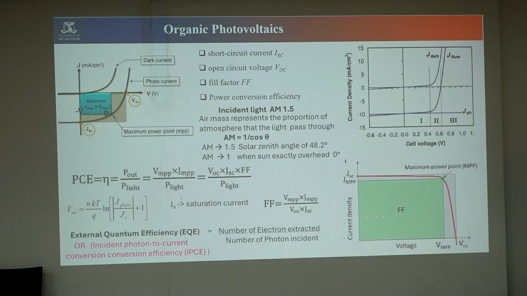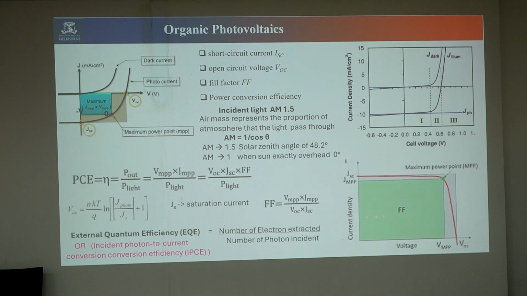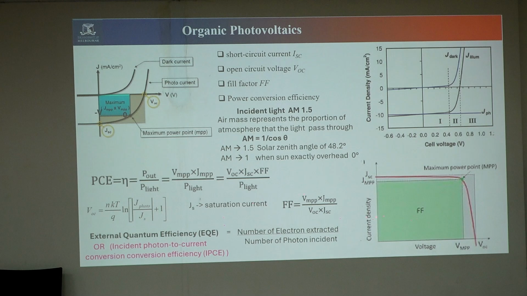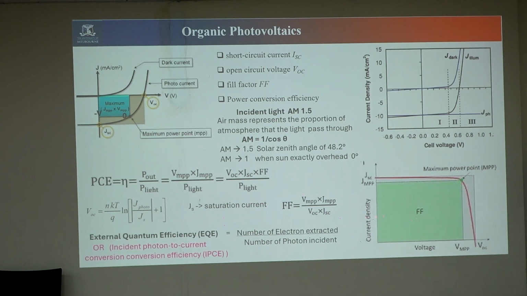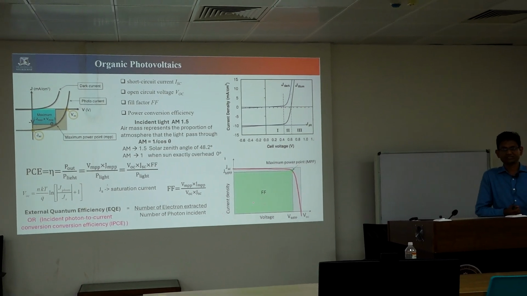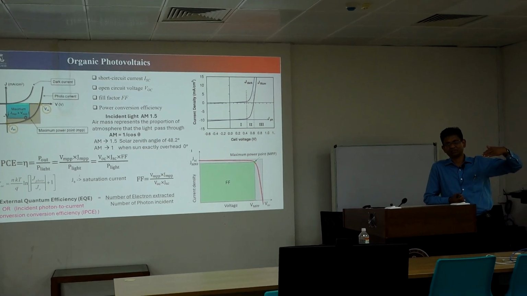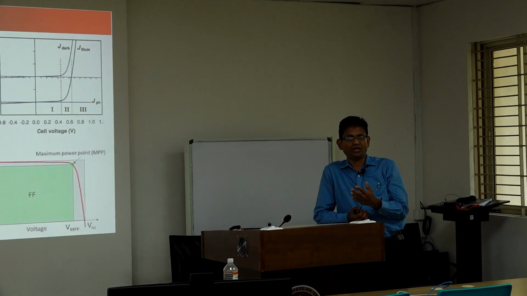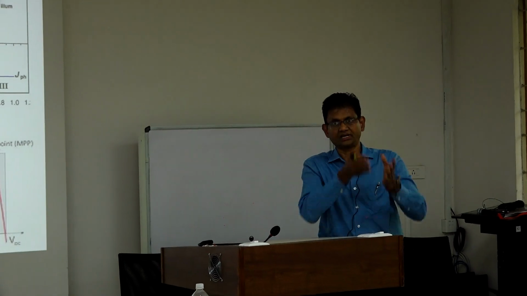AM is nothing but air mass. What is air mass? In reality, sunlight has to cross through the atmosphere to reach the Earth's surface. When the rays travel through the atmosphere, some of the illumination may be lost. If the light is straight above, the intensity is more. If it comes crossways at 45 degrees, the intensity is different. Naturally you know that. We are not always getting sunlight straight away; we can get it from all directions. So we fix it at 1.5 AM.